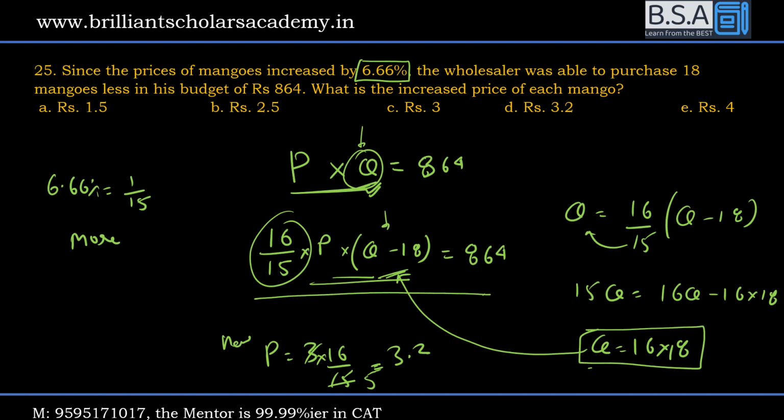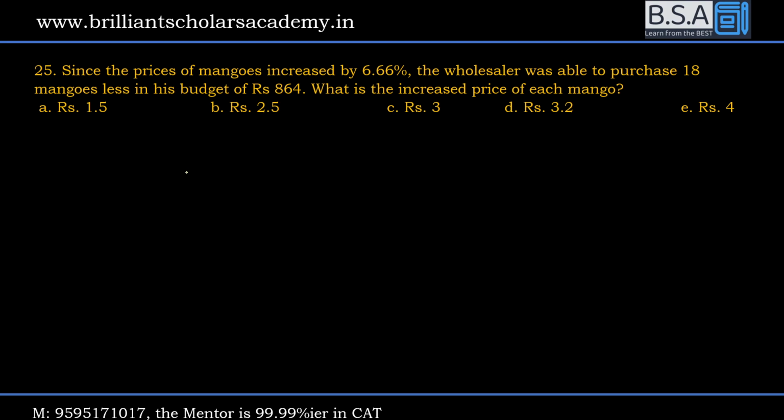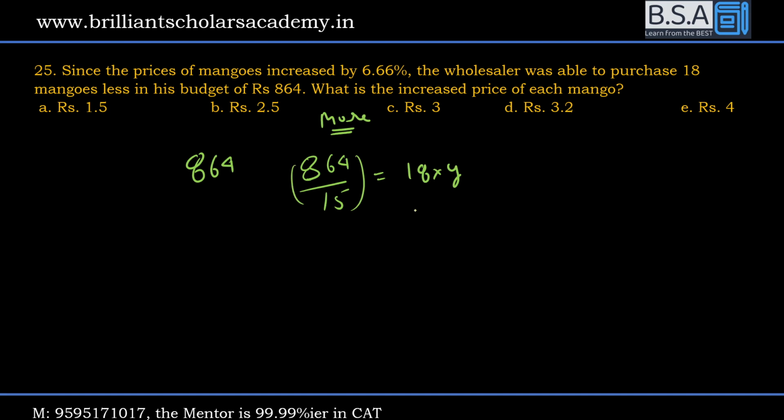Again, the first method is better and faster. Think over it. Why? Because you're dealing with just one term and one ratio there. The person used to pay 864 rupees. Today, this person will have to pay 864 rupees upon 15 more. This more is because the price of 18 mangoes is extra here. So divide this by 18. Single step, you'll have your answer. 864 upon 15 into 18 equal to 1.